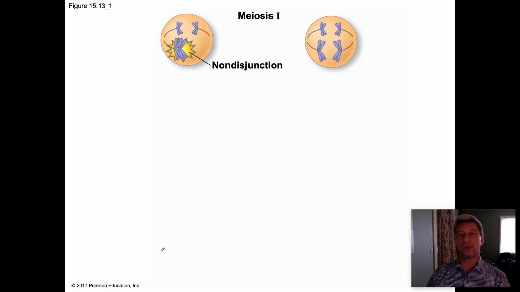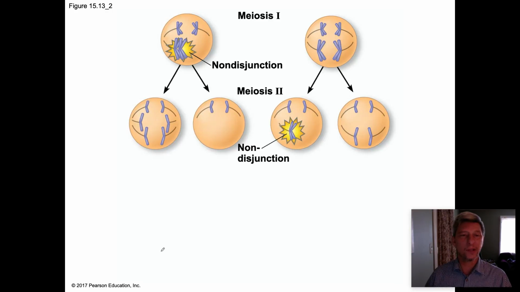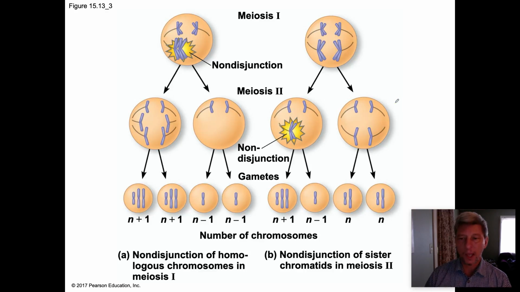Now, this is an illustration of two different ways that nondisjunction can occur. On the left-hand side, the nondisjunction event occurs during meiosis 1. And so one of the eggs ends up with 4 chromosomes, and the other ends up with only 2. The second kind of nondisjunction is shown here on the right-hand side, where the nondisjunction event occurs during meiosis 2. Now, this can lead to one set of normal eggs, or sperm, as shown here.